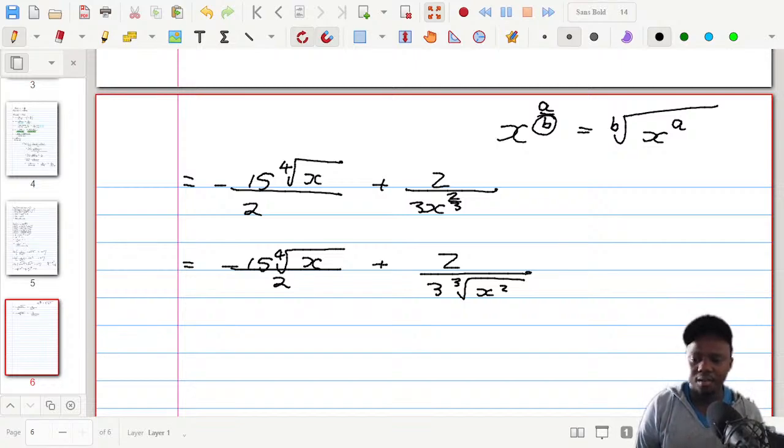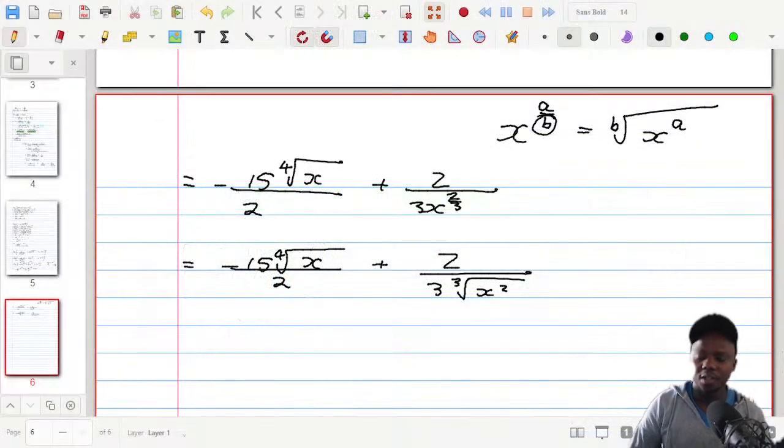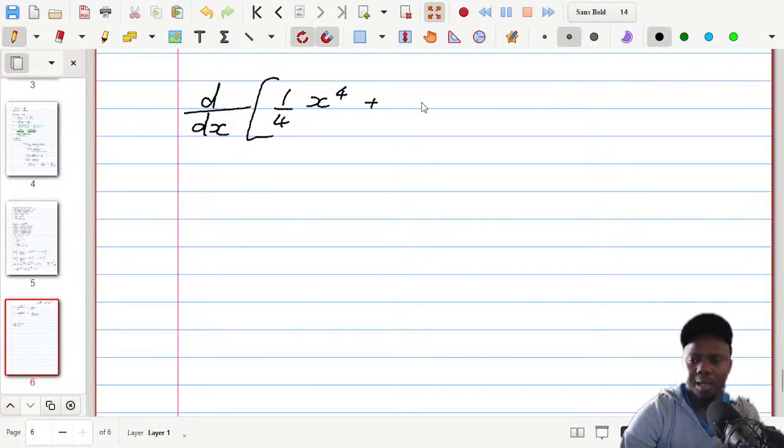Let's actually move on and look at, I believe it's the last question for this section. Right, there we are. This one is quite straightforward. We need to find the derivative of 1 over 4x to the power 4 plus 2x to the power half. Let's actually quickly do this one. It's not going to take much time. Let's scroll down and get some room here. So the question is asking us to find d over dx of 1 over 4 x to the power 4 plus 2x to the power 1 over 2.